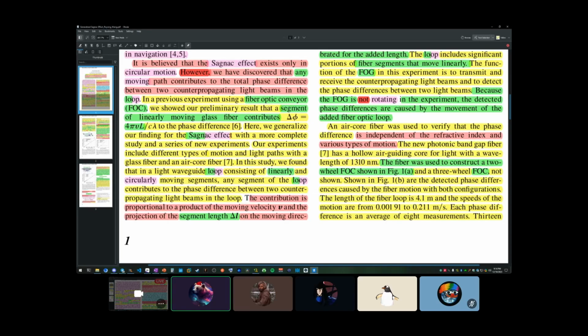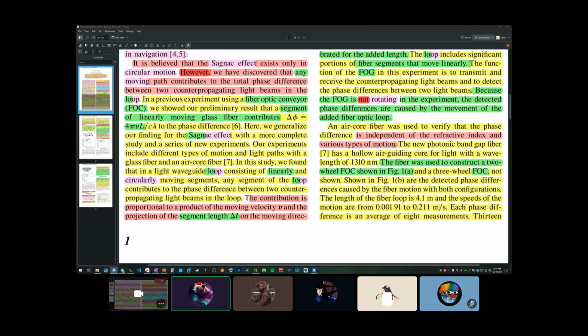Here we generalize our findings for the Sagnac effect with a more complete study and a series of new experiments. Our experiments include different types of motion and light paths with a fiber optic and air core fiber. In this study, we found that in the light wave loop consisting of linearly and circularly moving segments, any segment of the loop contributes to the total phase difference between the counter propagating beams in the light loop.